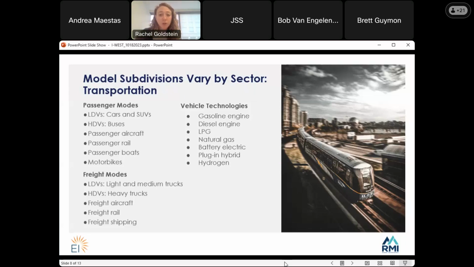And then what we'll do is we'll look into the various vehicle technologies, such as gasoline engine vehicles, diesel engine. And of course, we've got our plug-in hybrids, battery electric vehicles. And that's just a really useful way to explore how the sector is evolving. And next slide, please.